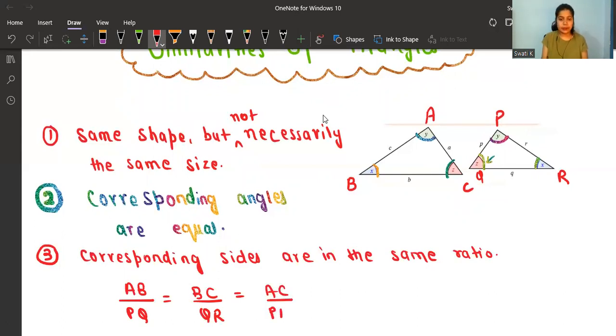That should be the condition. I'm not saying AB equals PQ and then BC equals QR and then AC equals PR. No, I'm not saying that, because if that is the condition, then both the triangles will become congruent.